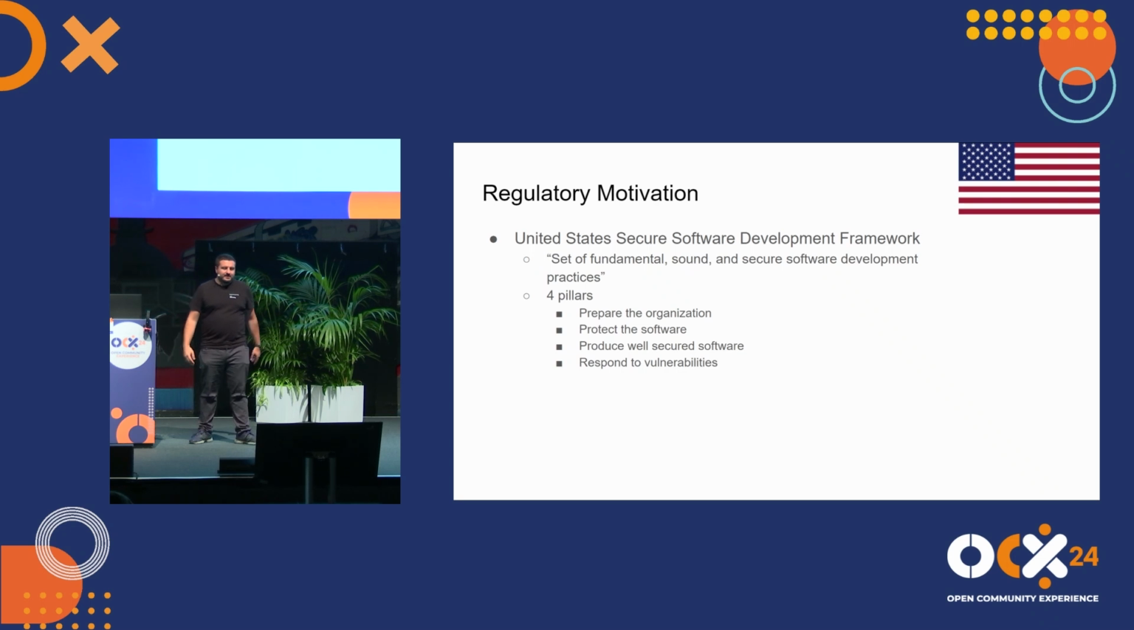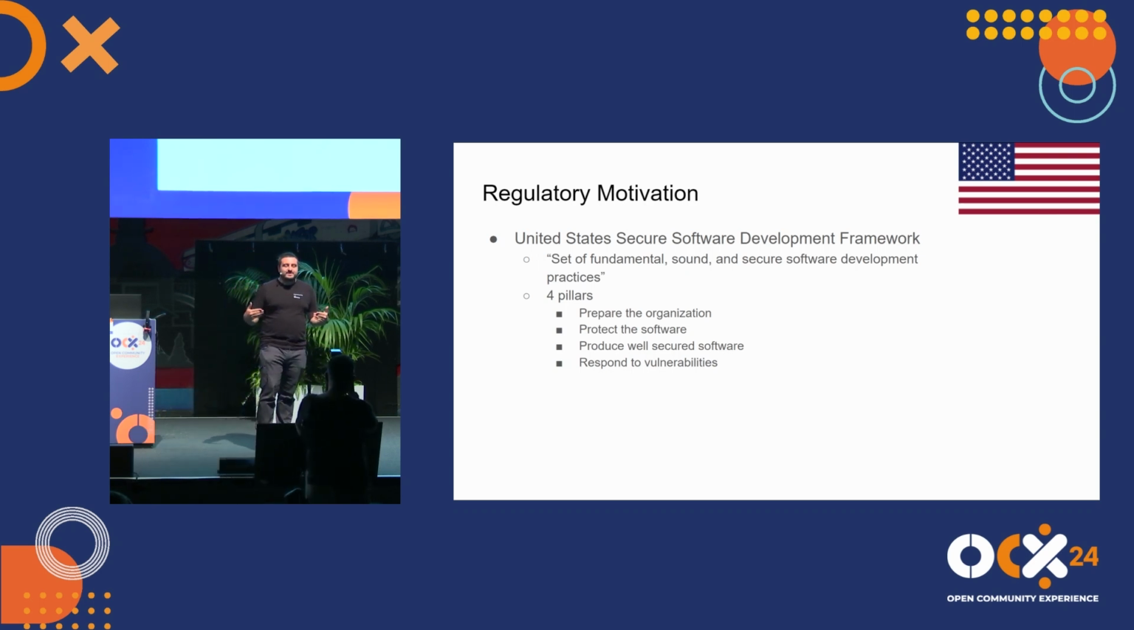So in America, there's a very similar regulatory motivation. They have the Secure Software Development Framework. This is a set of fundamental sound and secure software development practices. It's got 4 pillars. 1, prepare the organization. 2, protect the software. 3, produce well-secured software. And 4, respond to vulnerabilities. So as you can tell, these 2 regulatory frameworks effectively are saying the same thing. Make sure you're producing secure software.